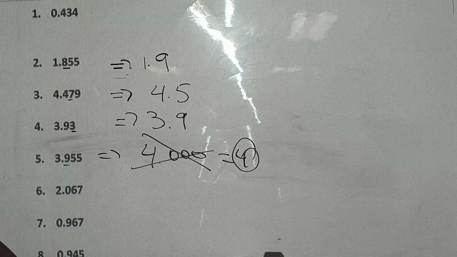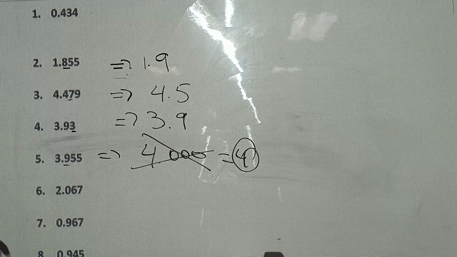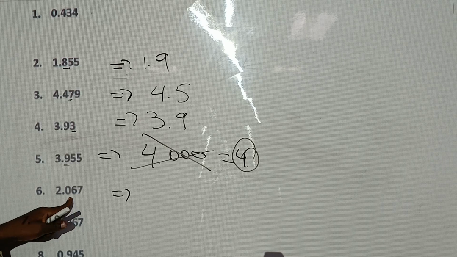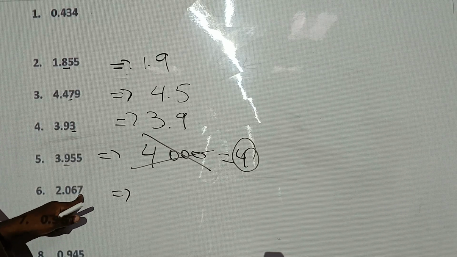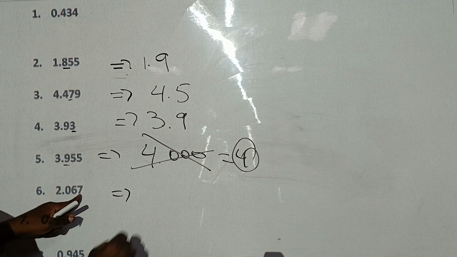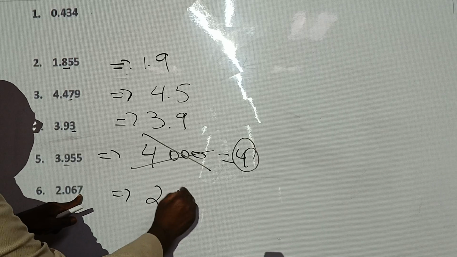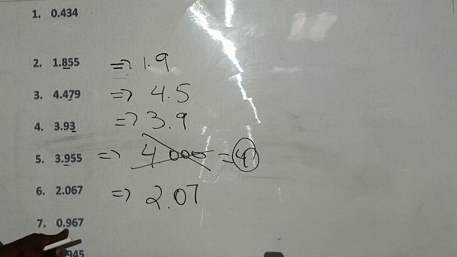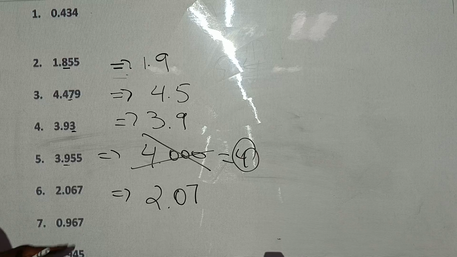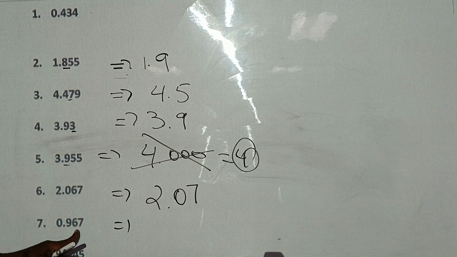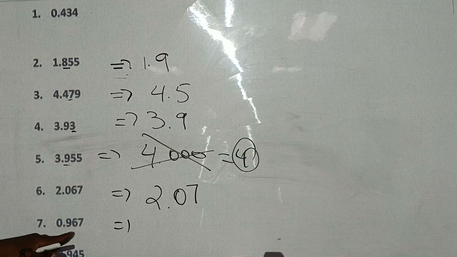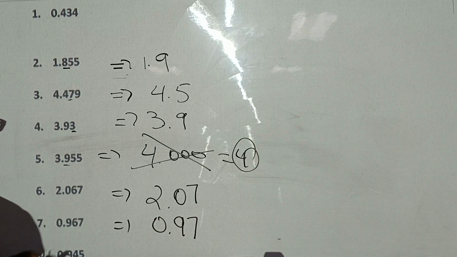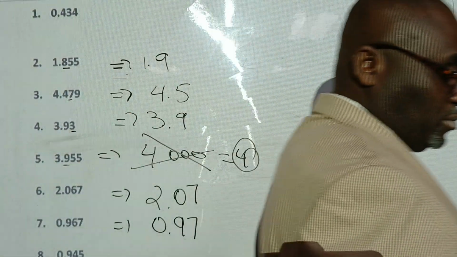Let's do now 2.067. So which one you got? The number after my tenth place is 7. Is it 5 or more? Yes. So this becomes what? 2.1. Let's look at number 7. 0.967. The number after that, is it 5 or more? Yes, it's a 7. So this becomes 0.97. Let's do number 8.